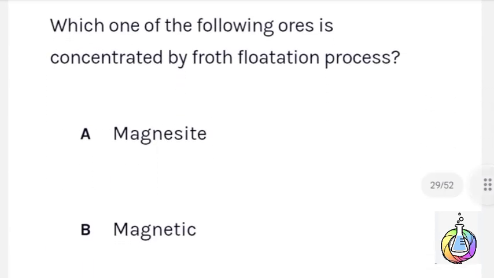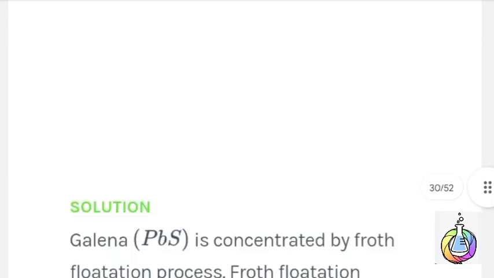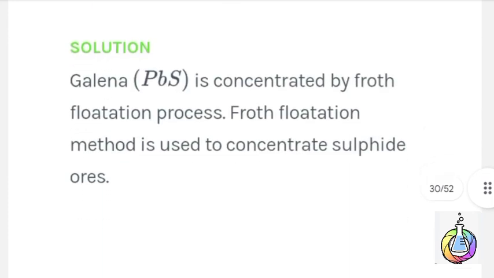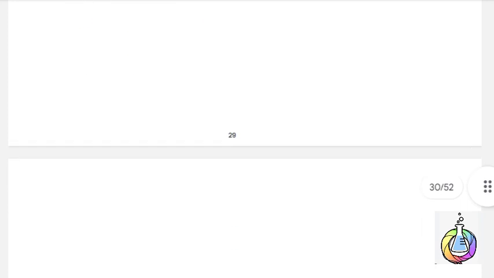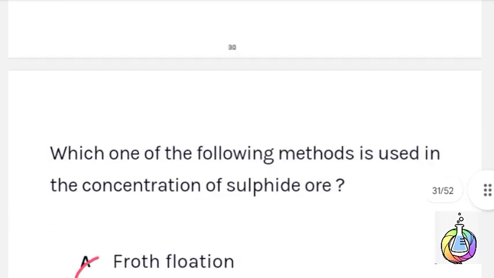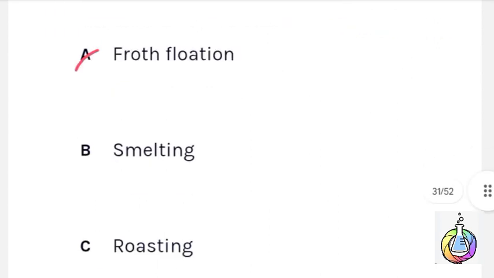Next question. Which one of the following ores is concentrated by the froth flotation process? Which is galena. Galena, option C is the correct answer. Here is the solution. Galena, PbS, is concentrated by the froth flotation process. The froth flotation method is used to concentrate sulfide ores. Therefore, option C is the correct answer for this question: galena. Next question. Which one of the following methods is used in the concentration of sulfide ore? It is the froth flotation method. Option A is the correct answer.